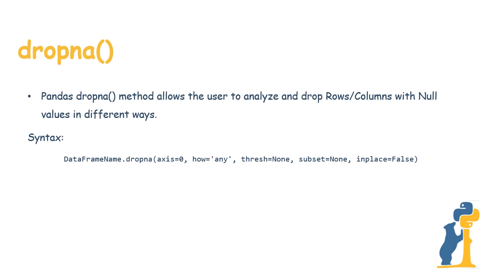Axis is used to specify whether to drop a row or column. If the axis value is equal to columns, the column will be dropped. If axis is equal to rows, the row will be dropped. By default, dropna deletes the row which has at least one null value.